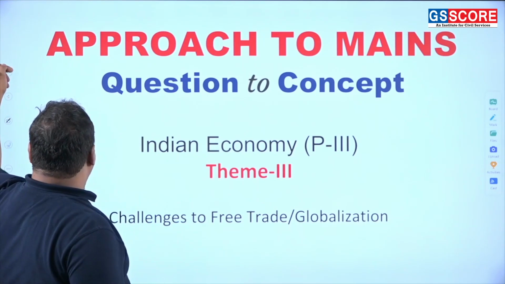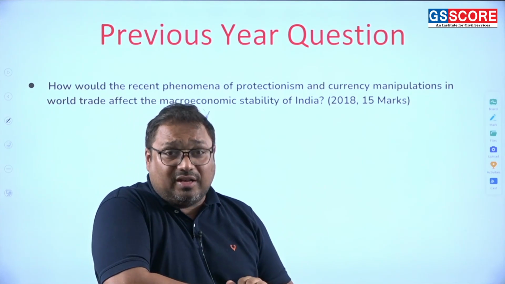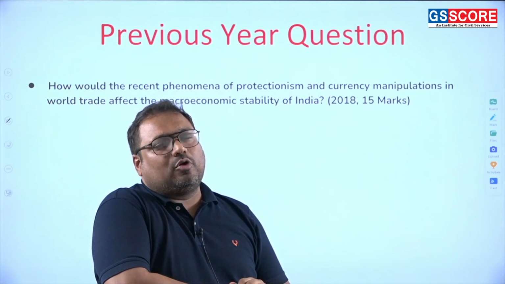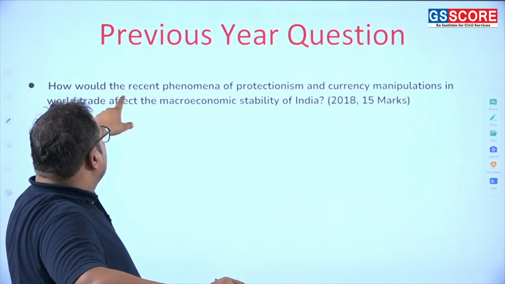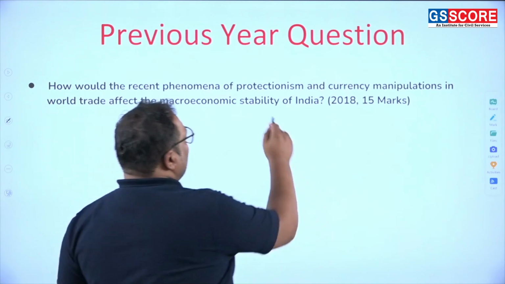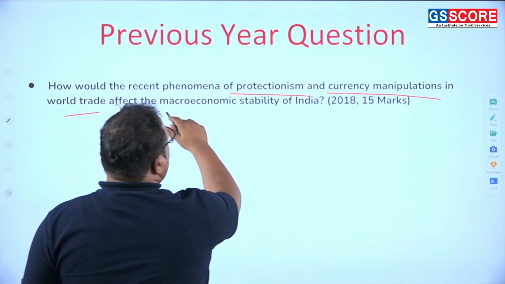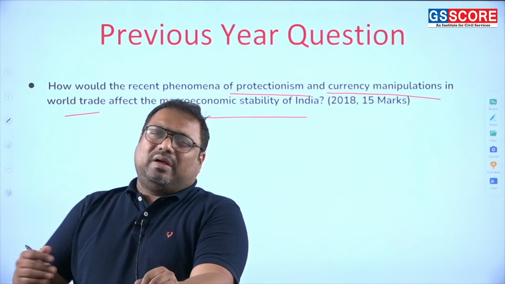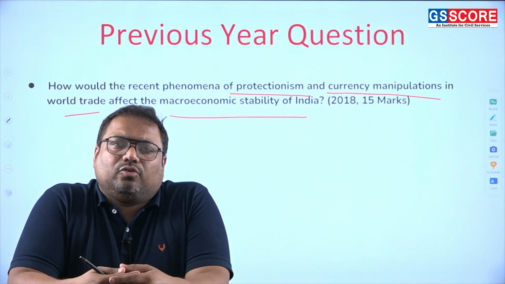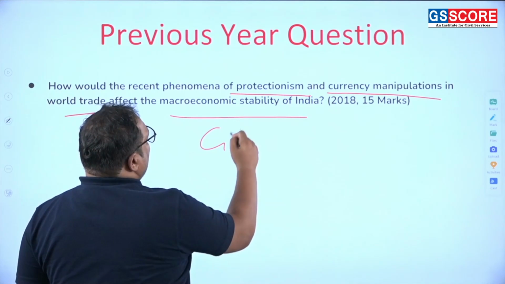Now let's continue. From this topic, we saw a question in 2018, again the same time when Donald Trump became president last time. How would the recent phenomena of protectionism and currency manipulation in the world trade affect the macroeconomic stability of India? If you remember, in 2018, Donald Trump raised the issue of GSP, Generalized System of Preferences.